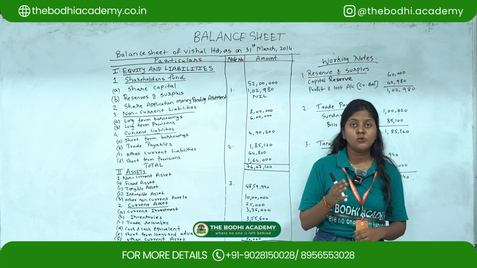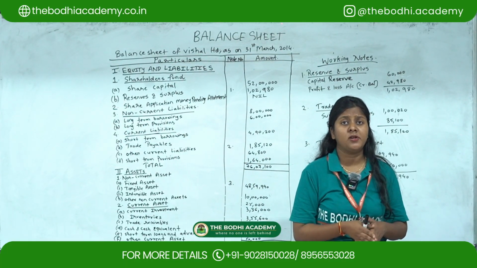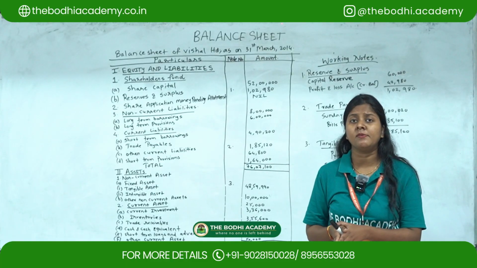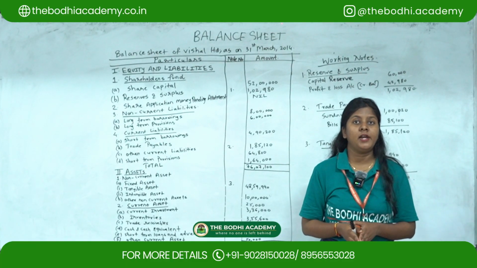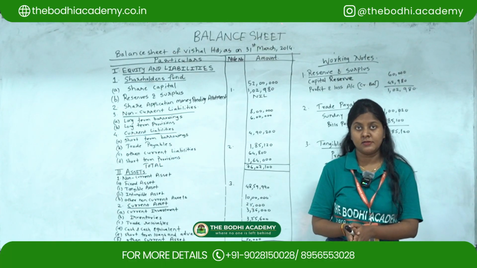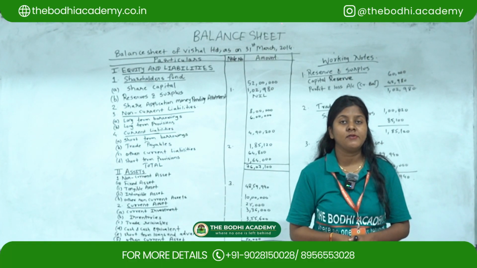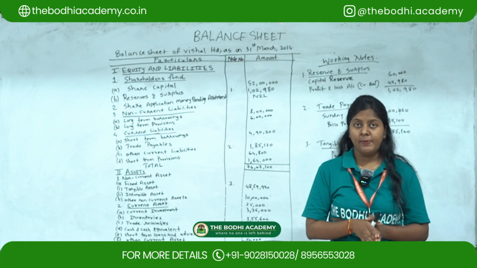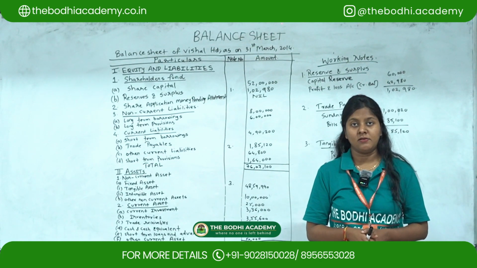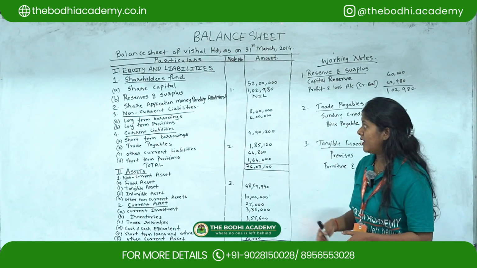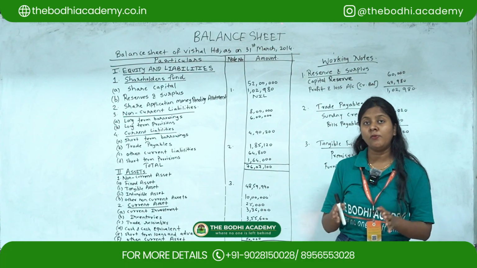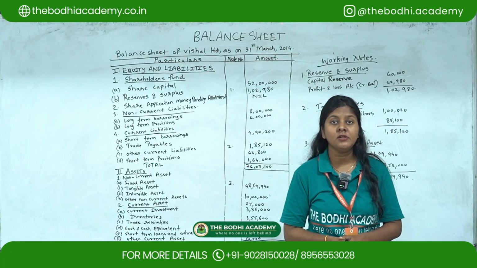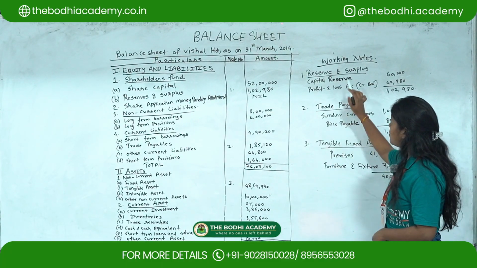Next is reserves and surplus. This part includes all the reserves, that is capital redemption reserve, securities premium reserve, and, most important, you have to remember the profit and loss debit and credit balance. If a credit balance is given, then you add. If a debit balance is given, then you subtract. Check whether two or more items are given; if so, make a working note like this.